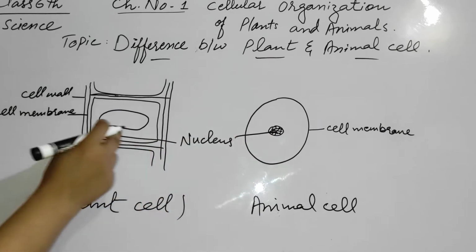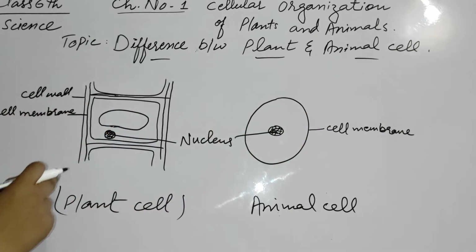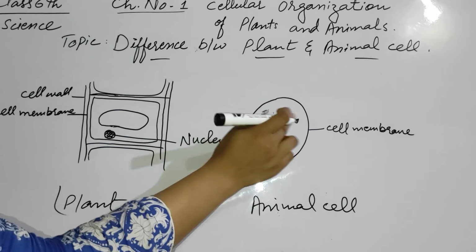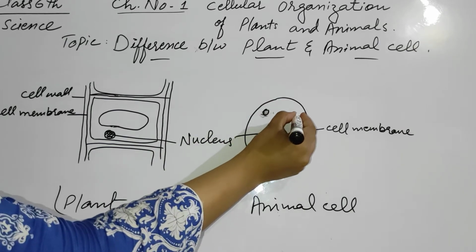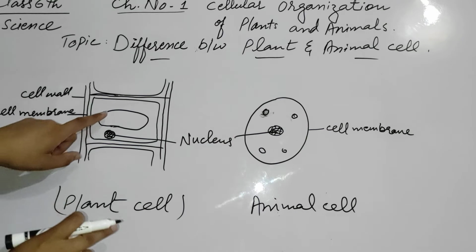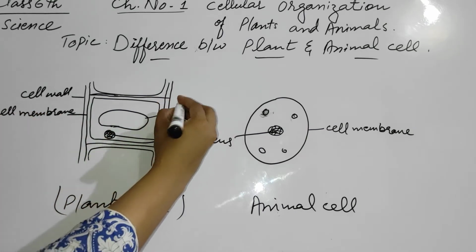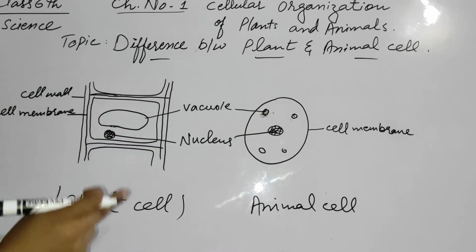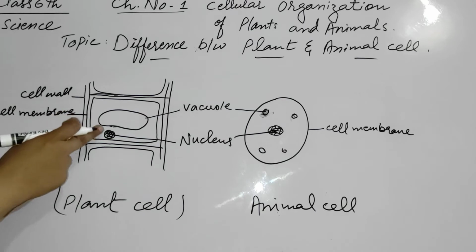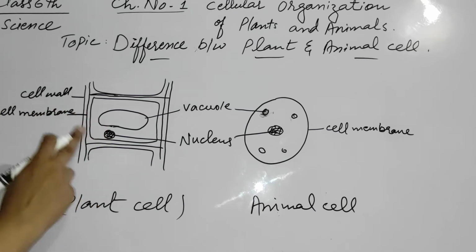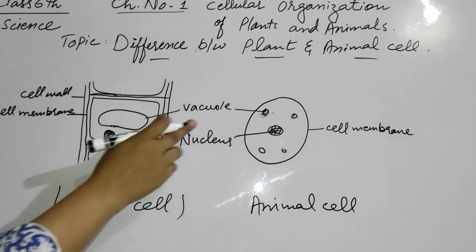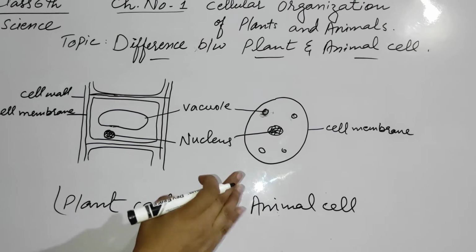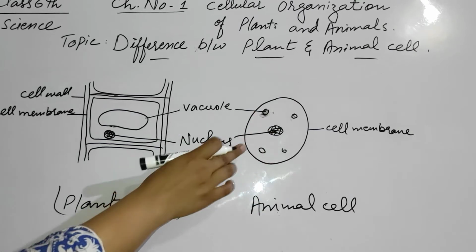These are the common things: nucleus and cell membrane. Vacuoles are small in the animal cell, but in the plant cell it is a larger one. This is a vacuole. So it's also a difference. In the plant cell there is one large vacuole, and only one vacuole is present, but in the animal cell there are small vacuoles, though more in quantity.